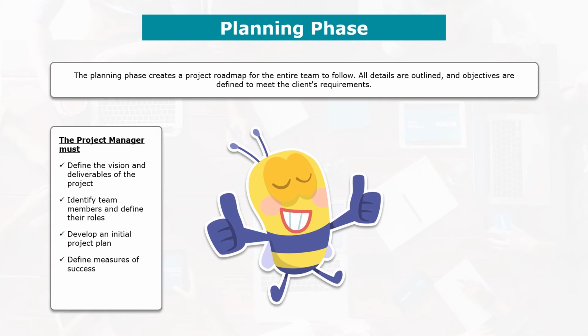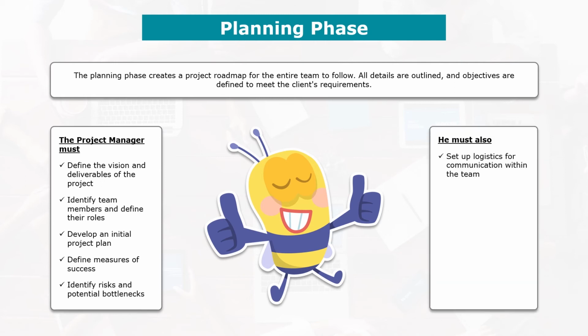So for that matter, it is therefore necessary to define the expectations of the project from the beginning to the end. He must identify potential risks and bottlenecks. He must prepare the team for possible obstacles and put in place a whole process to eliminate them quickly. He has to set up the logistics for communication within the team, how to keep each other informed.